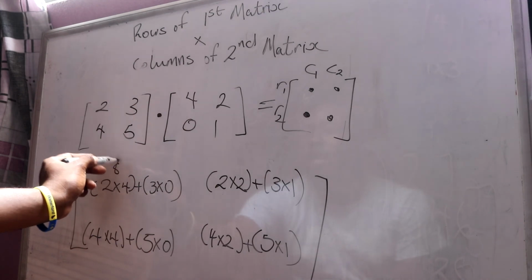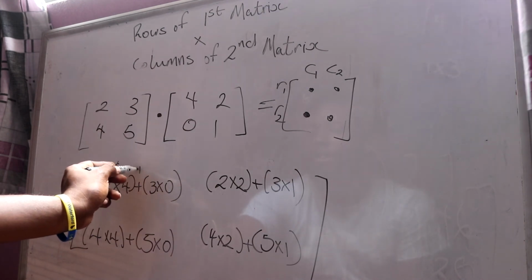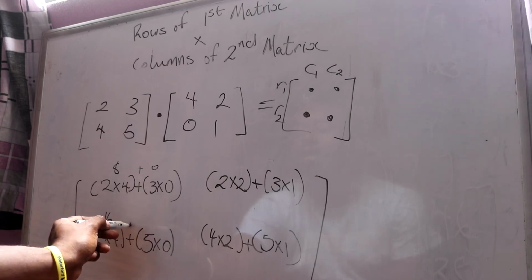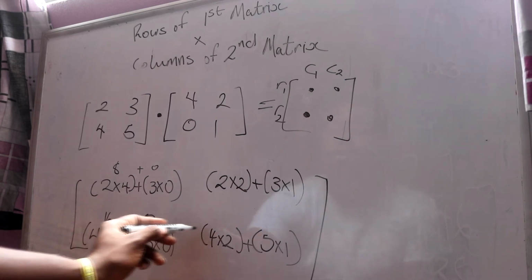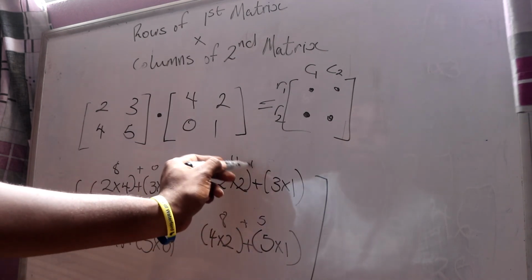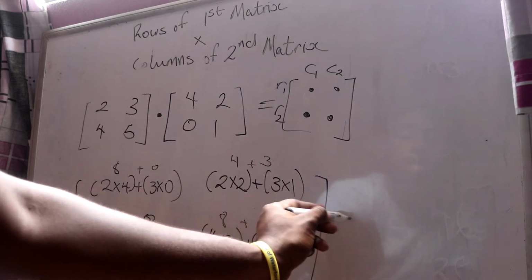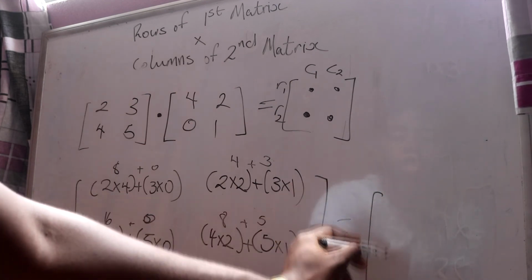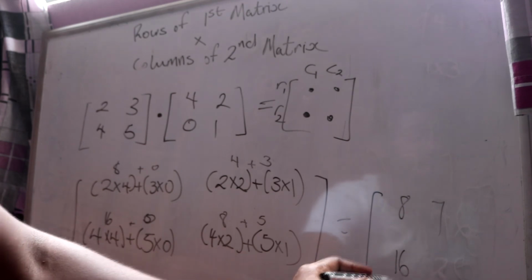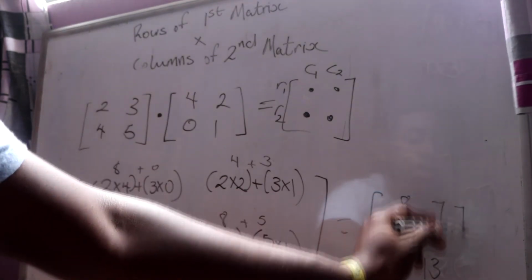2 4s are 8. 0. 4 4s are 16. 0. 8. 5. 4. 3. So your answer should be 8, 7, 16, 13.